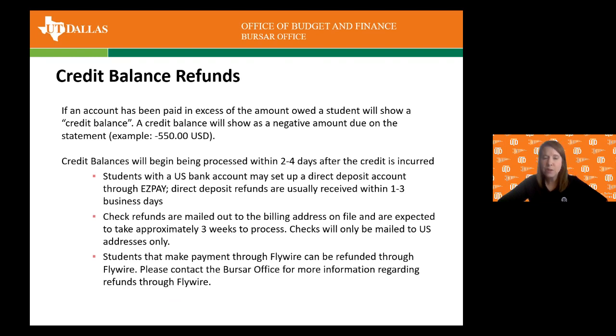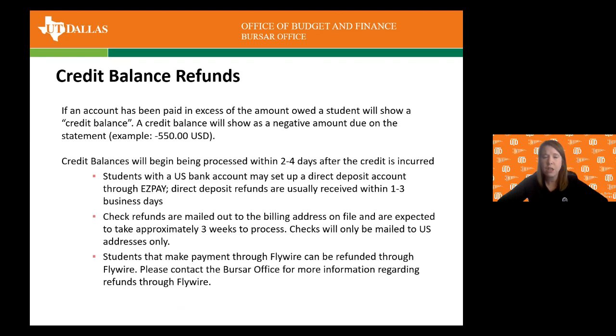Students with a U.S. bank account can set up the direct deposit, as I had mentioned before when I was talking to you about EZPAY. Usually you can have your direct deposit within 1 to 3 business days. Again, checks take a little bit longer, usually about 3 weeks. We'll process them at the same time, but they take a little bit longer to process and mail out. Again, it will only go to a U.S. address. And then students that make payment through Flywire actually have the option to be refunded through Flywire.